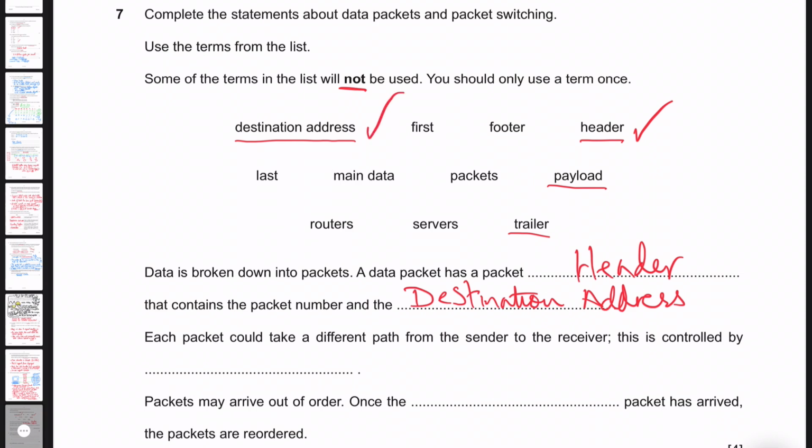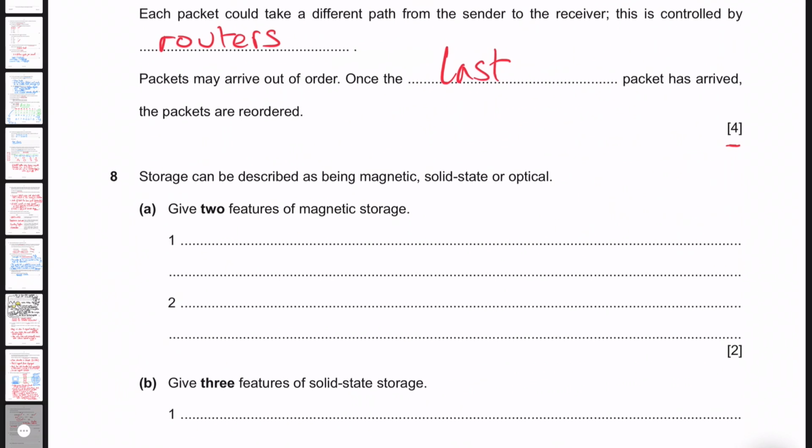Each packet could take a different path from the sender to the receiver. This is generally controlled by routers, or something called nodes. Packets may arrive out of order. Once the last packet has arrived, they are put back in order. So that would give us 4 marks. Nice and easy.